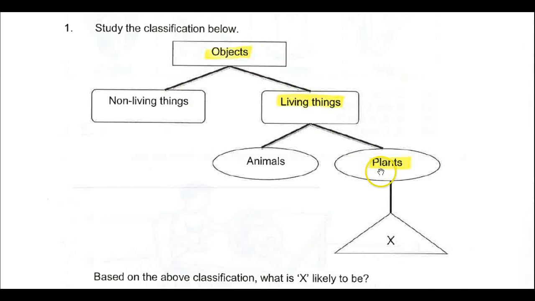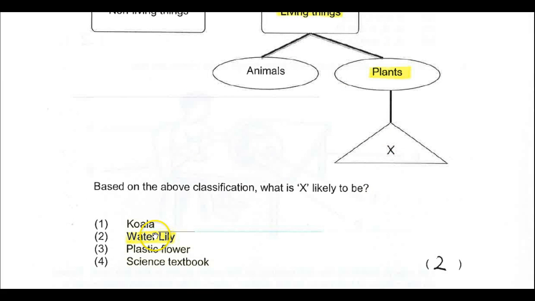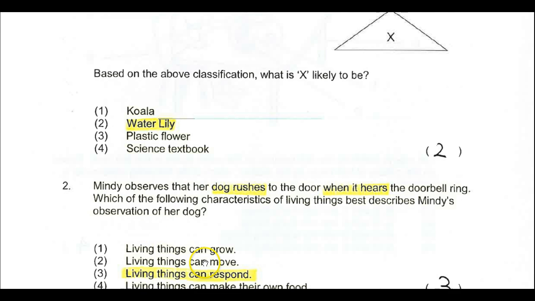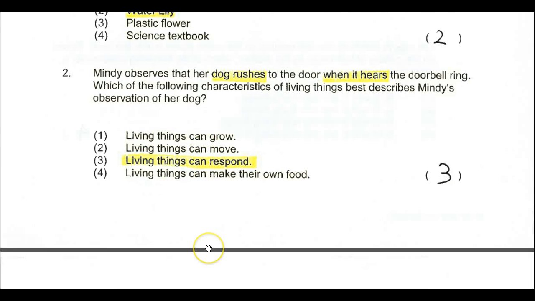Non-living and living. So a plant over here, a water lily is a plant, not a koala. Koala is an animal. Plastic flower is just a non-living object. So it's the science textbooks. Okay, answer 2. Next, Mindy observes that her dog rushes to the door when he hears the doorbell ring. Okay, there's some sort of response and reaction.